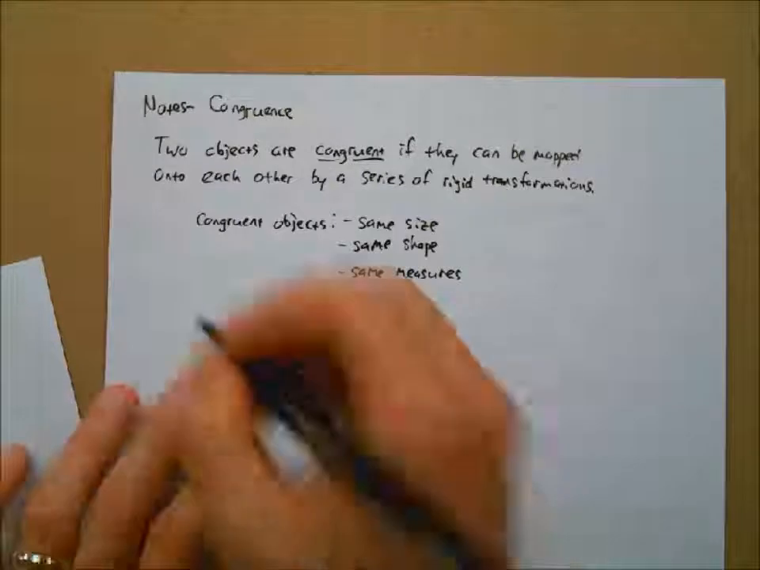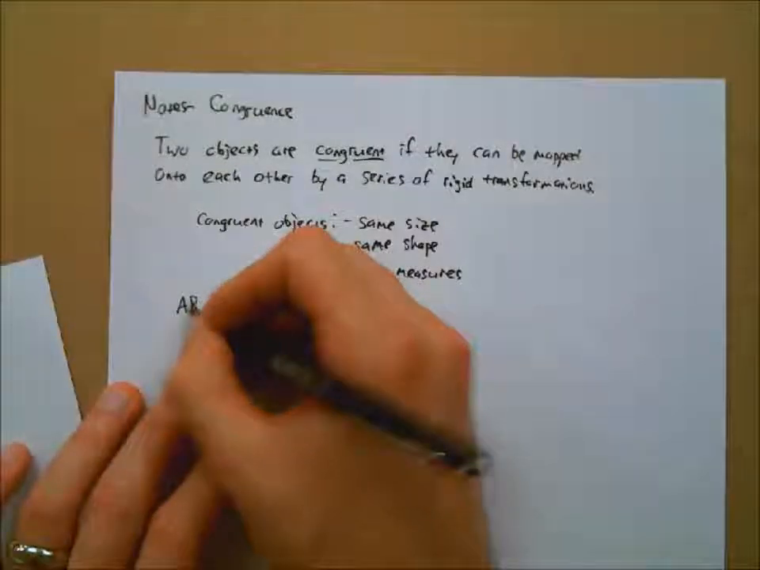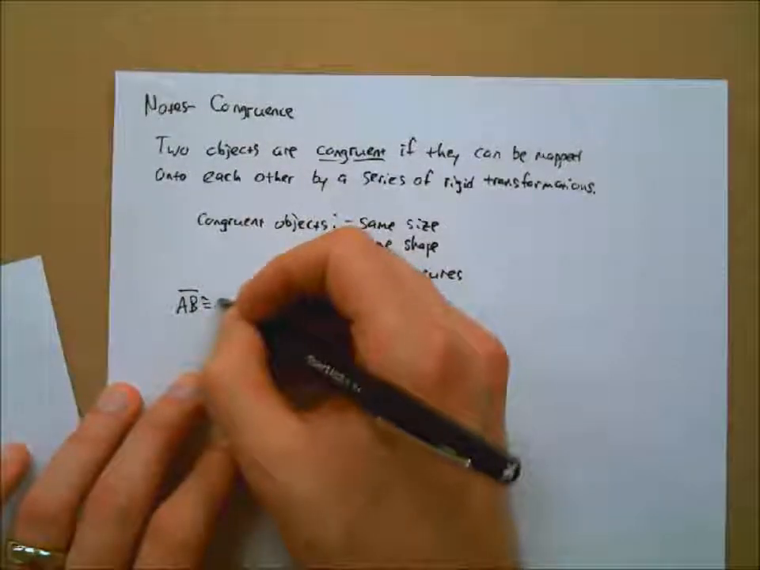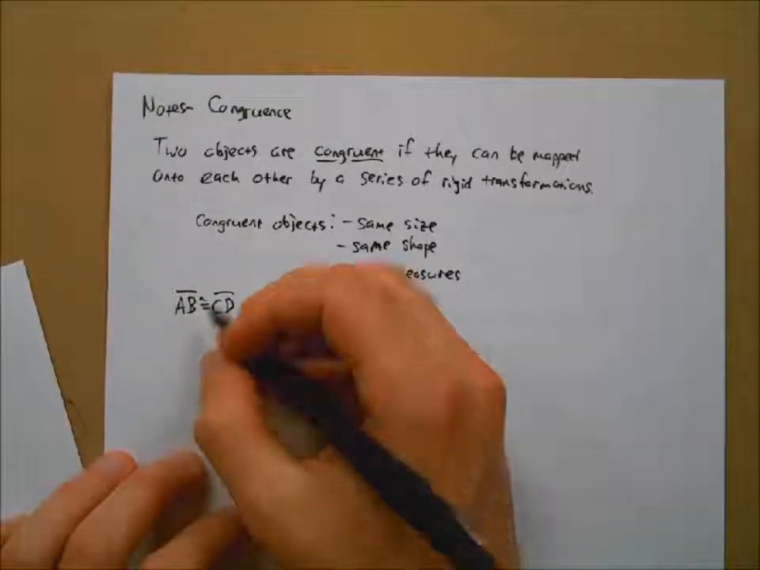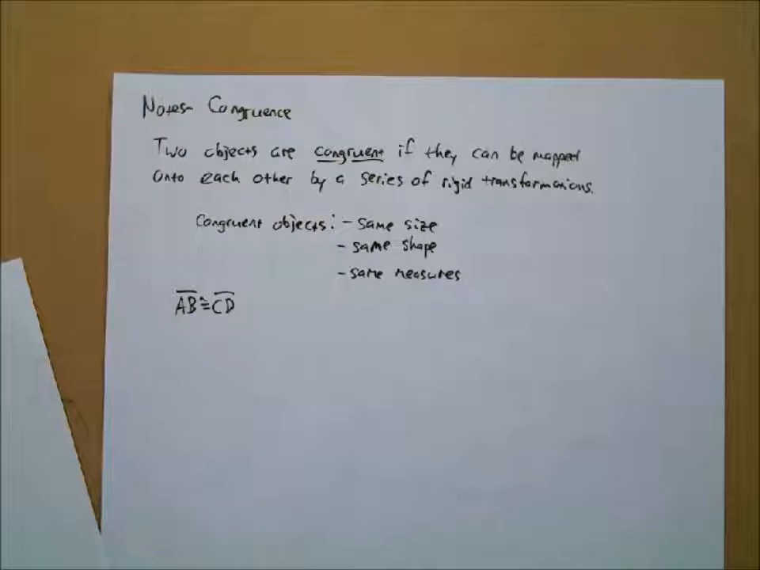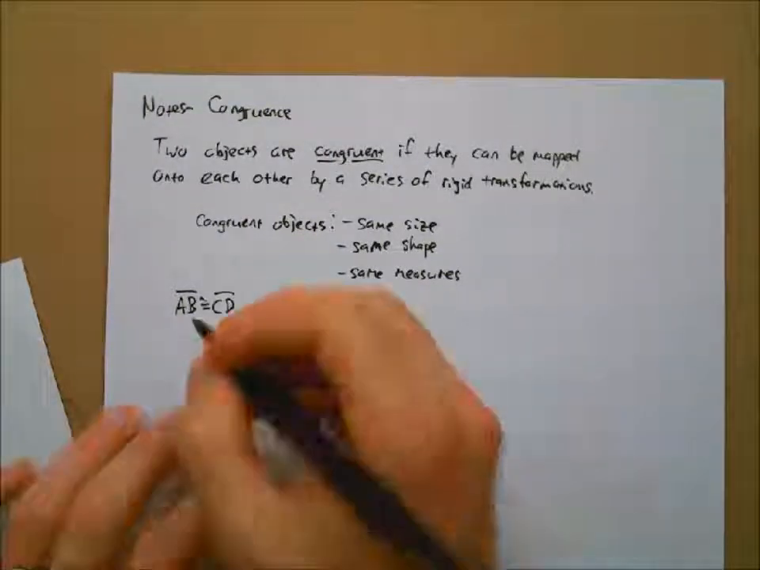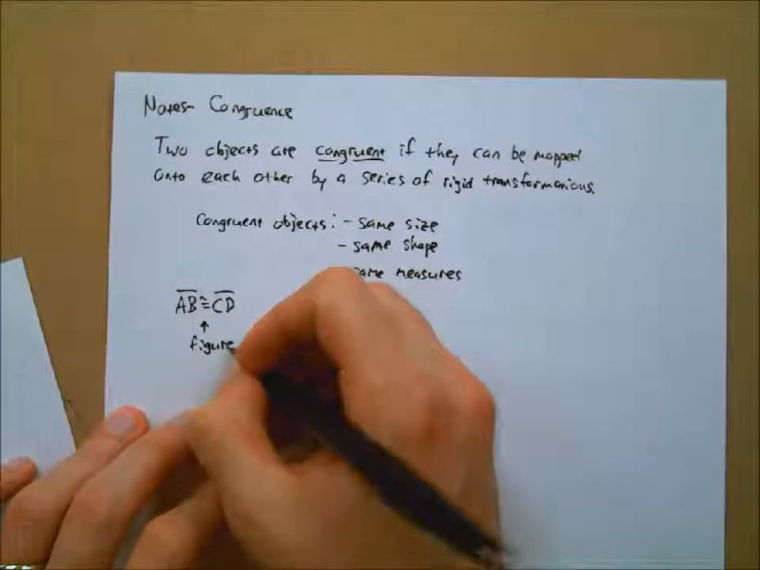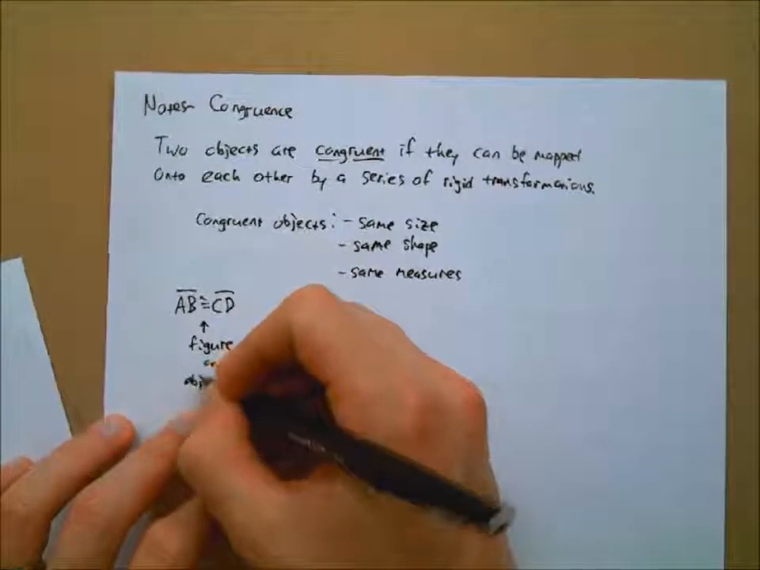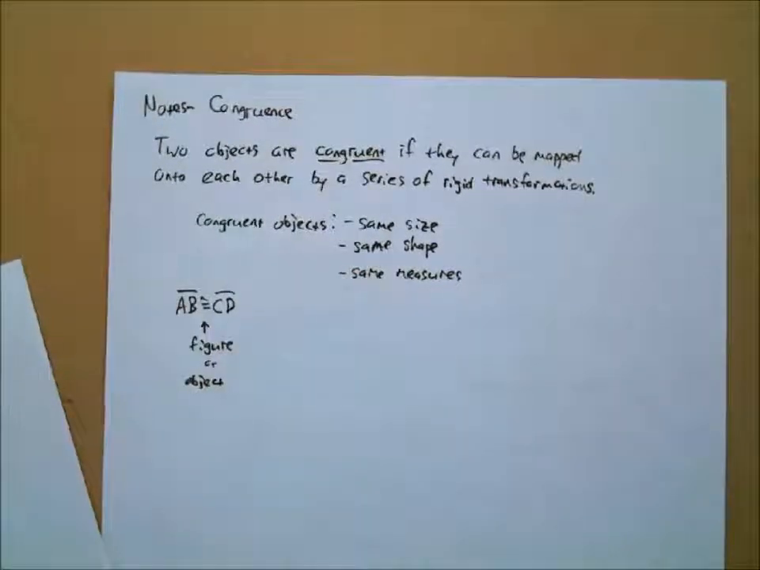So, for example, when we talk about a segment AB that is congruent to a segment CD, remember when we were writing in this sense, and by the way, that's the symbol for congruence, the equal sign with the squiggly on top. This statement is relating figures or objects.